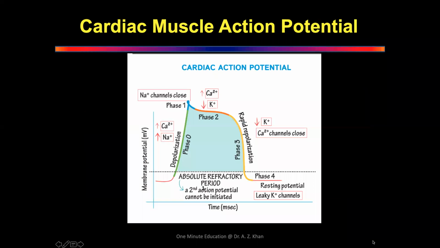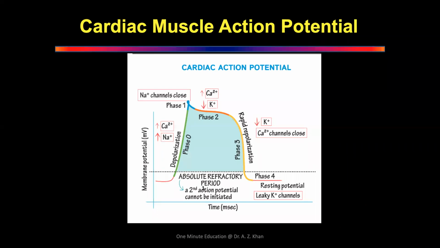So this is the graph I want you to understand. Did you understand this? The first one is sodium coming in. The second one is calcium coming in, with sodium closing. Potassium is slowly starting to go out. The third one is potassium going out dramatically, so that causes the positivity to go down. And then the fourth one is the resting membrane potential, which is because of leaky potassium channels. Did this make sense or no?